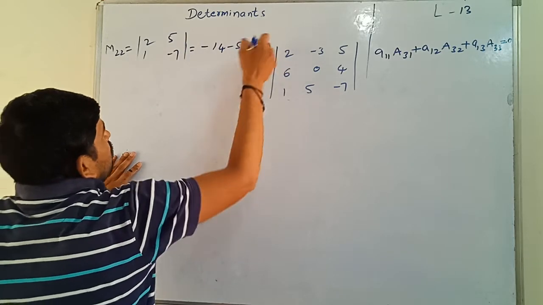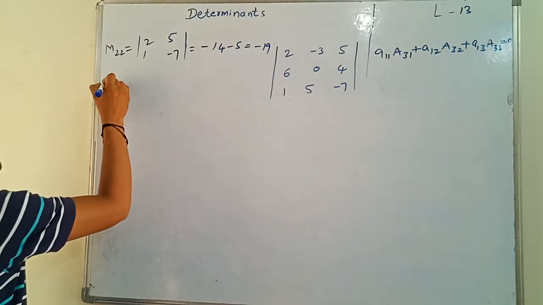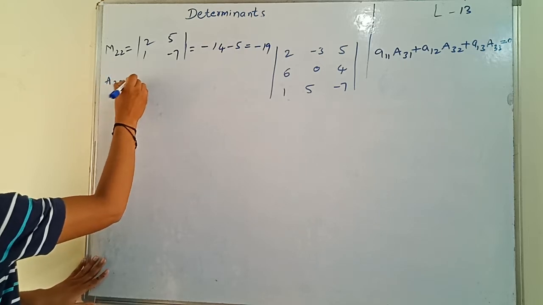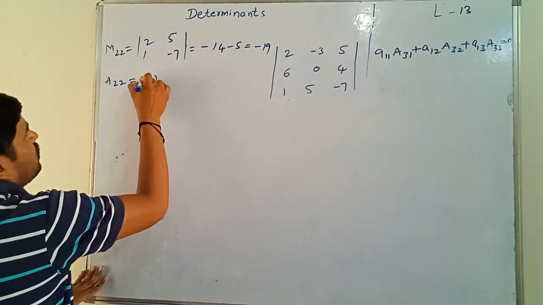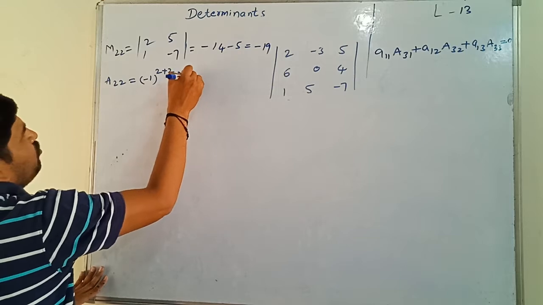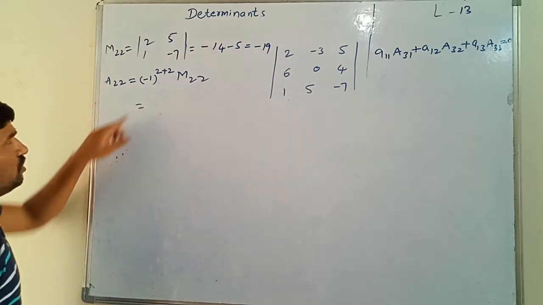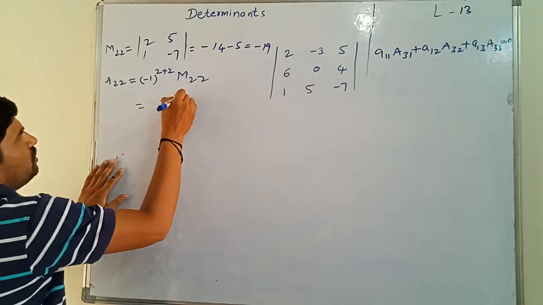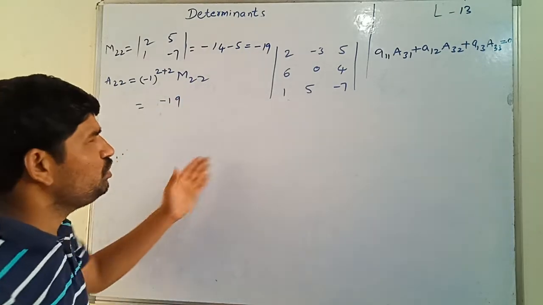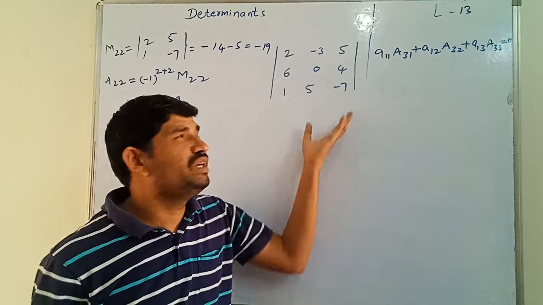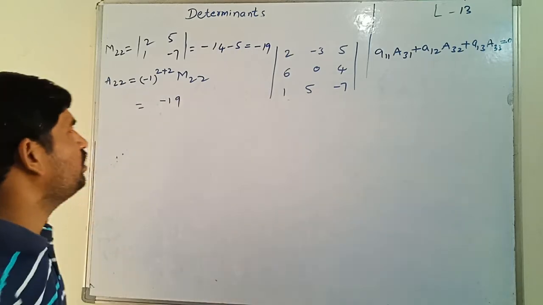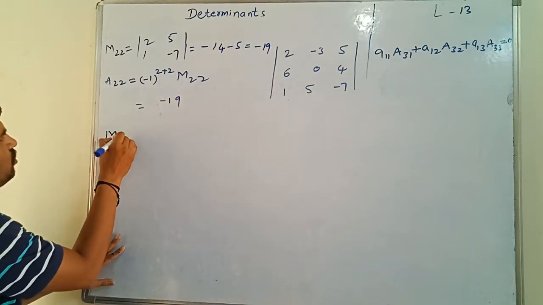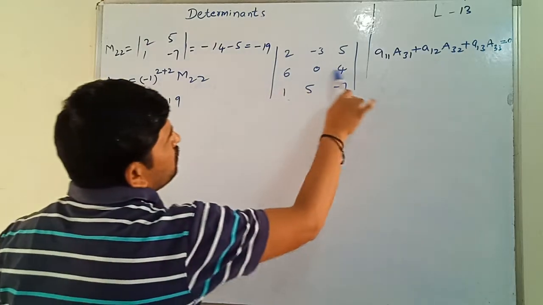Yes or no? Next, after that we are writing the cofactor A22, which is equal to minus 1 whole power 2 plus 2 into M22. Now this is the positive sign, so M22 only, and the M22 value is minus 19. So you people can do one by one, yes or no. It's a very simple one, not the toughest part. So M23 means M23 is nothing but what?